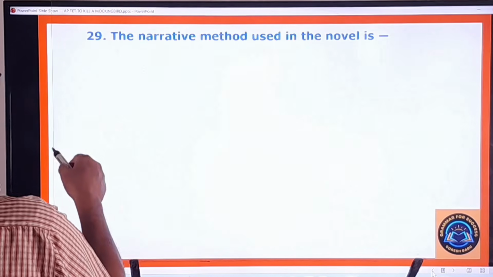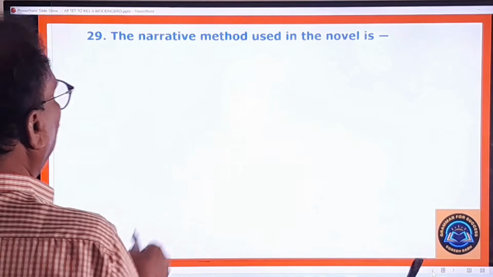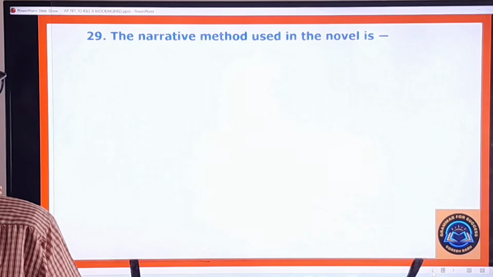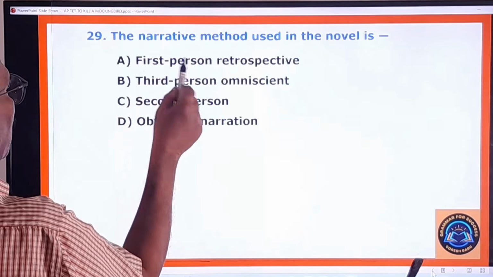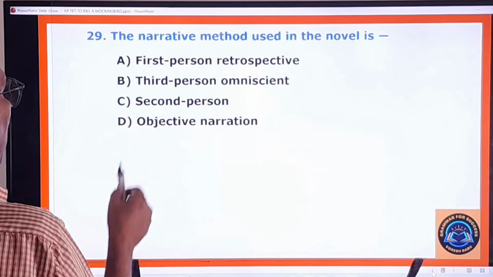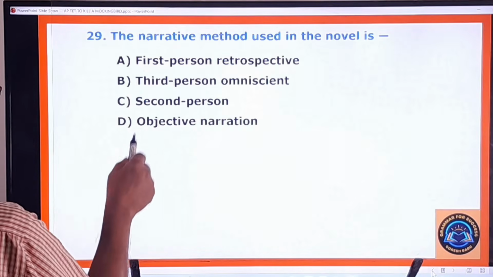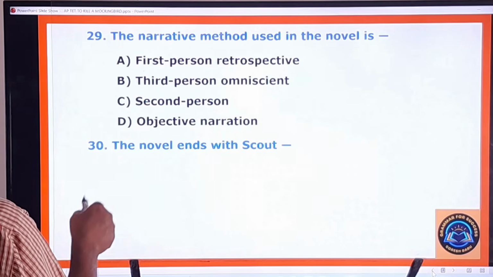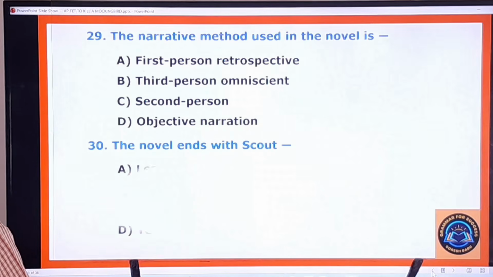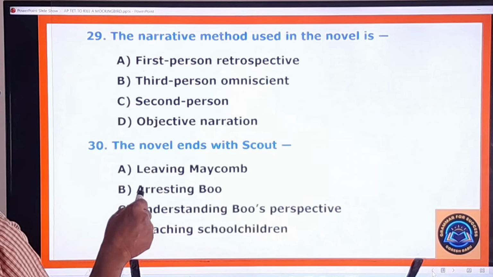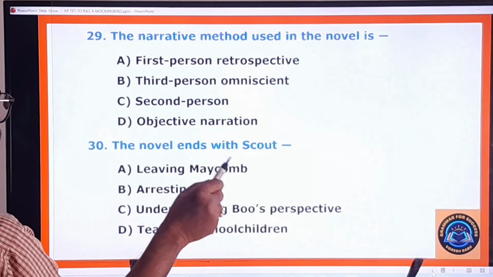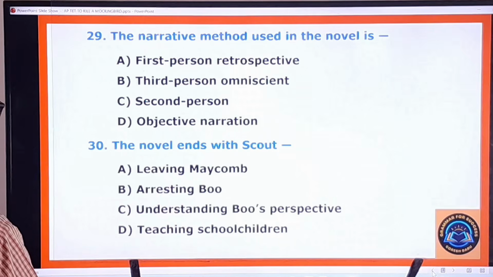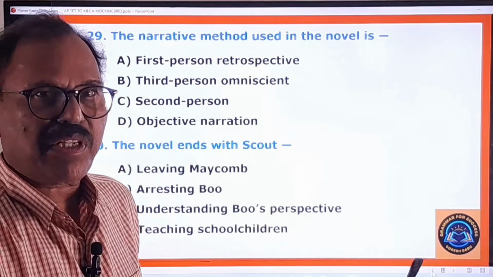The twenty-ninth question, the narrative method used in the novel is first person retrospective, third person omniscient, second person, objective narration. The last question of this exercise is the thirtieth one. The novel ends with Scout leaving Maycomb, arresting Boo, understanding Boo's perspective, teaching school children. With this, the small exercise will come to an end.